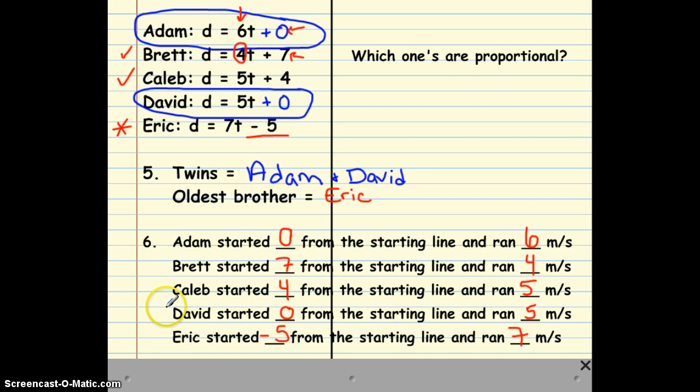All right, you should have figured out that Caleb started 4 meters from the starting line because of the plus 4, and he ran 5 meters per second because of the 5 in front of the variable. You should have figured out that David started at 0, and he ran as well 5 meters per second. And you should have figured out that Eric started at -5, 5 meters behind the starting line, and he ran 7 meters per second. Excellent.